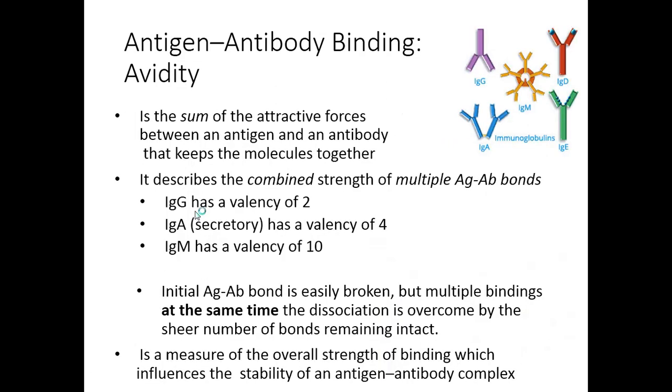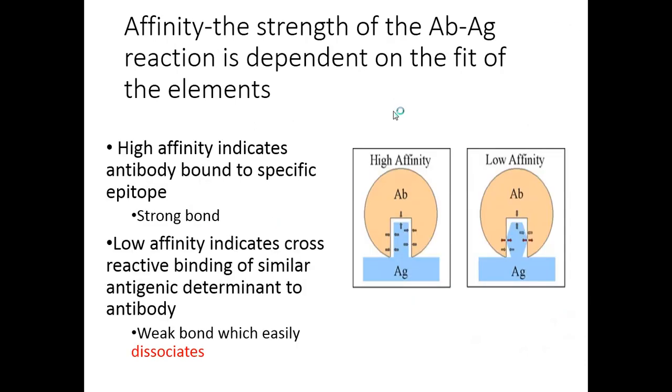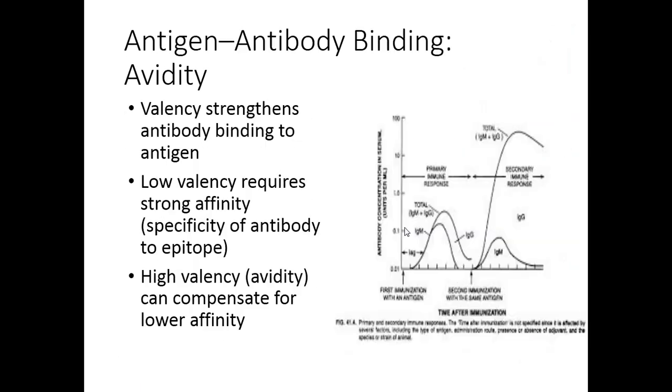If it looks like this, that high affinity is going to help us keep those kind of weak bonds together and strengthen them because they're so tight in a lock and key fit. So it doesn't matter that you have a low valency if you have a strong affinity. Similarly, a high valency, like with IgM, can overcome or compensate for a less great affinity.